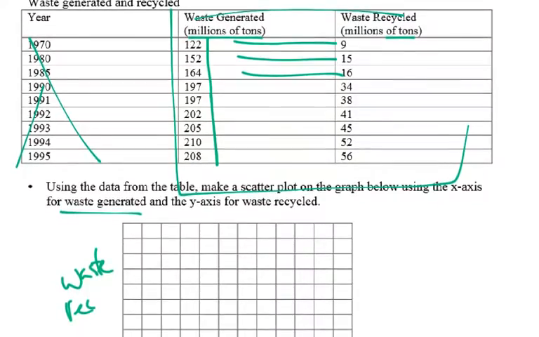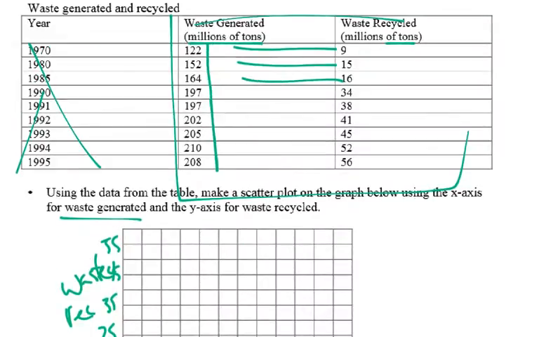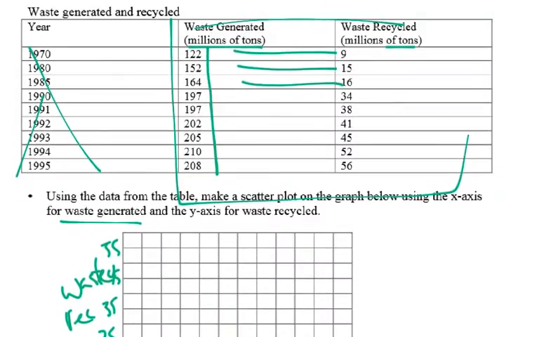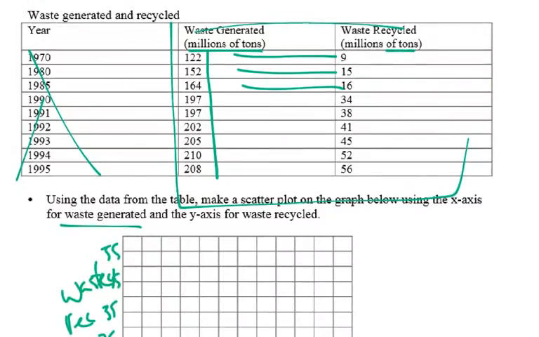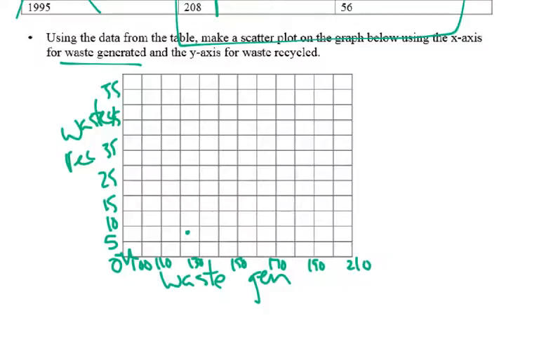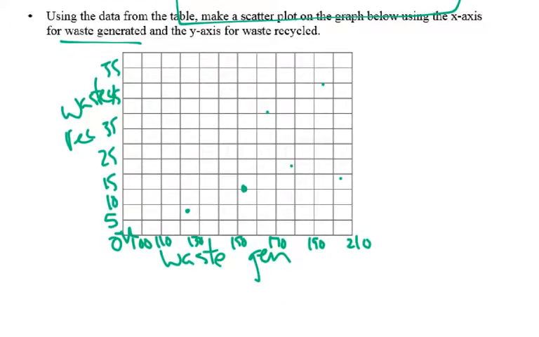Then for waste recycled, we start at 9 and go up to 56. Okay, so maybe if we count by 5s, 5, 10, 15, 20, 25, 30, 35, 40, 45, 50, 55, and 60. Then you can graph those points to make that scatter plot. So 122, 9. So 122 up to 9 would be somewhere right there. And they may not be exact. 152, 15. So 152 up to 15. Okay? And so you make your scatter plot, plot all these other points. Then it's going to ask you some questions about line of best fit and all that. So just fill it out. Okay? I think you should be able to get the rest of it down.